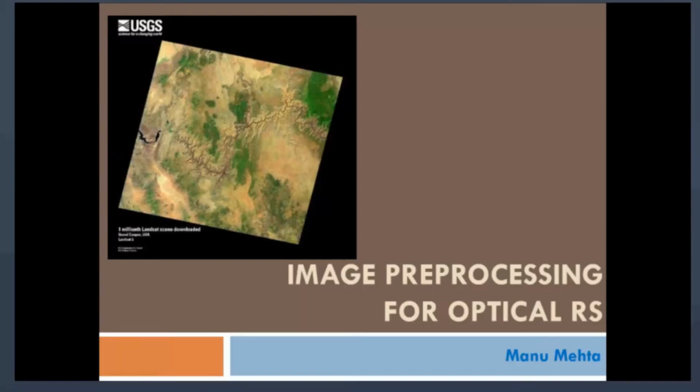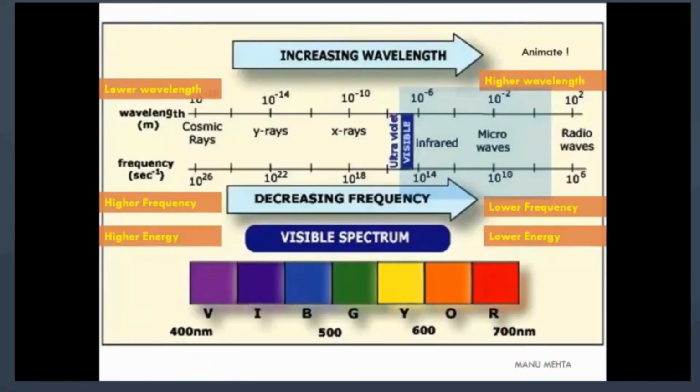However, only the portion of 0.7 to 3 micrometers is considered for reflective type of remote sensing, whereas for 3 micrometers up to 100 micrometers, those regions are more suited to thermal remote sensing. So whatever pre-processing techniques I'll be discussing with you today will be majorly referring to the visible plus reflective portion of infrared, that is 0.4 to 3 micrometers.